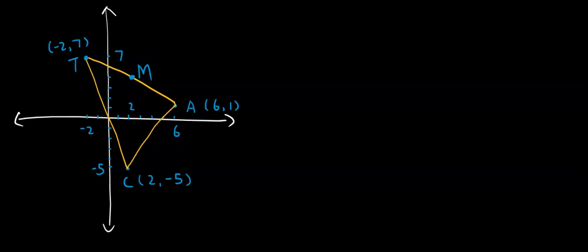Welcome back. In this video, we're going to use centroid to solve the problem. This is triangle CAT. C is at (2, -5), A is at (6, 1), T is at (-2, 7). We're going to find where P is. P is a centroid. So what is the x coordinate, what is the y coordinate?